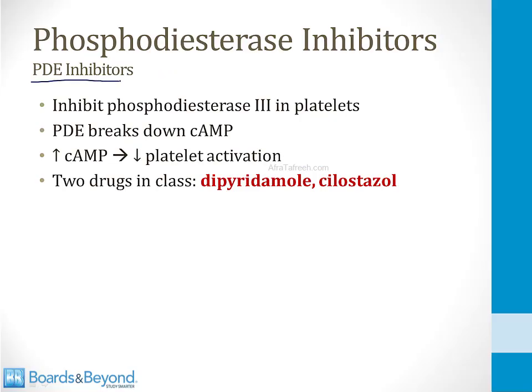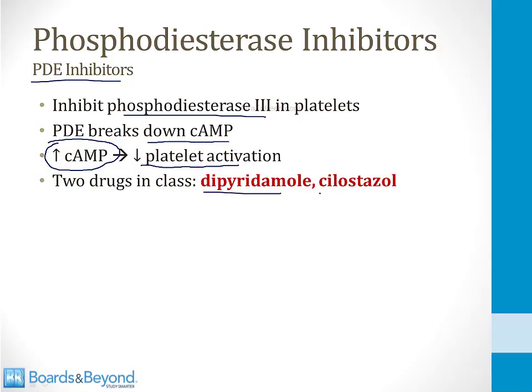These are drugs that are really very rarely used for their antiplatelet effects. Both of the drugs in this class inhibit phosphodiesterase 3 in platelets. Phosphodiesterase is responsible for breaking down cyclic AMP. So when you inhibit this enzyme, you will raise the level of cyclic AMP, and this will lower the amount of platelet activation. There are two drugs in this class.